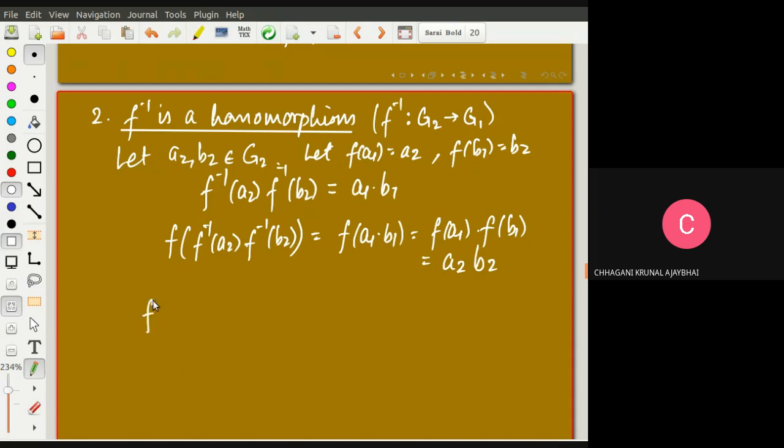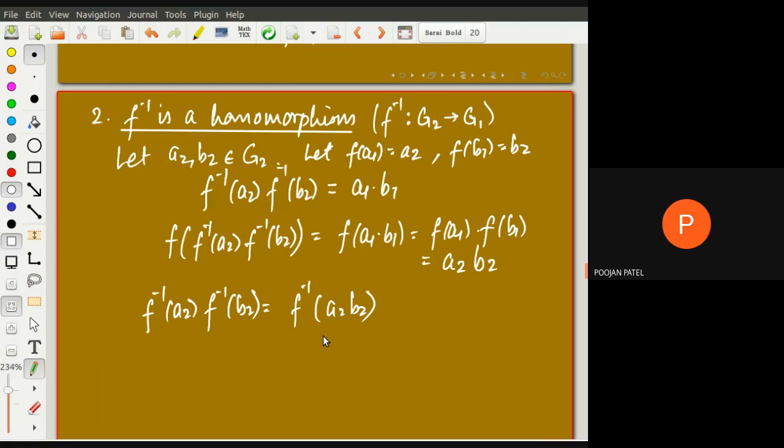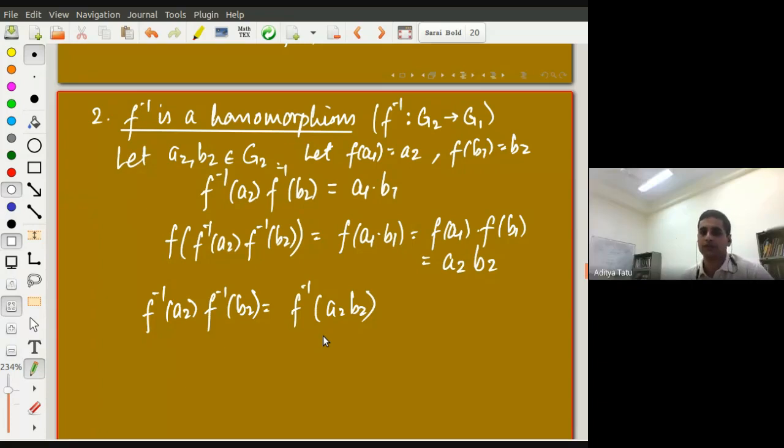Good. F inverse A2, F inverse B2. Okay. Yes. I hope it's clear to everyone. If not, please ask.